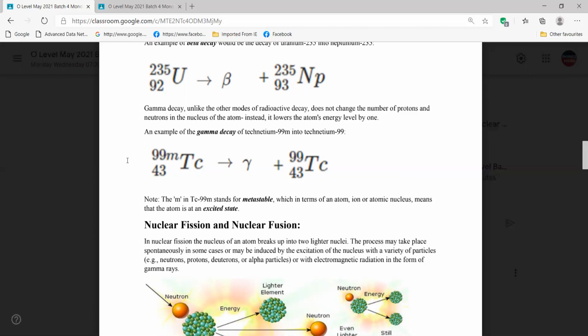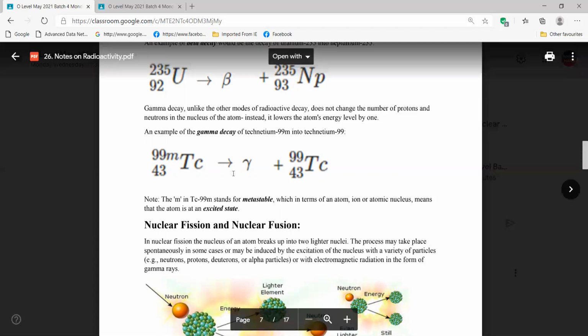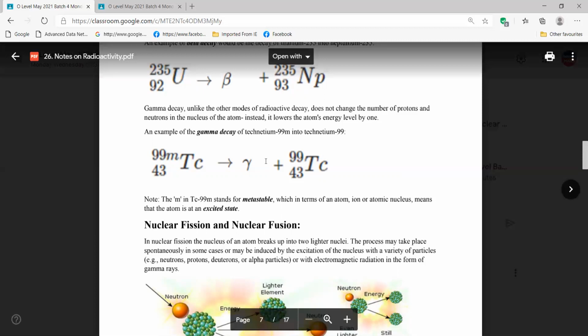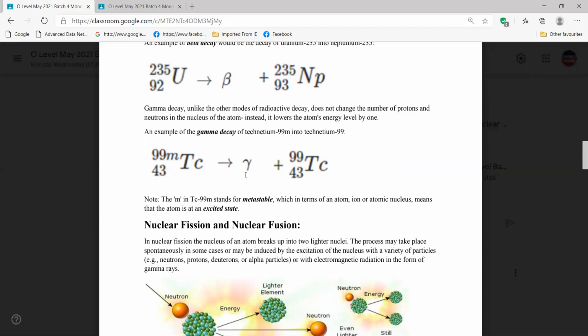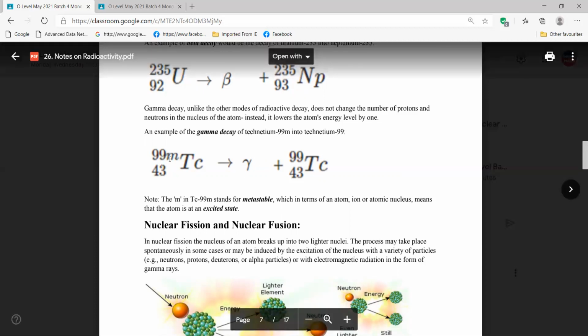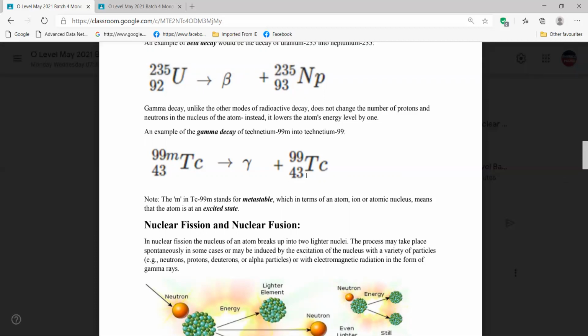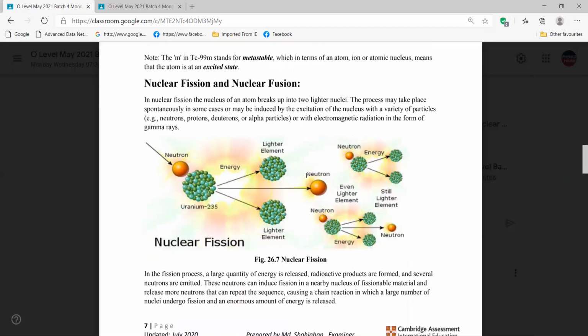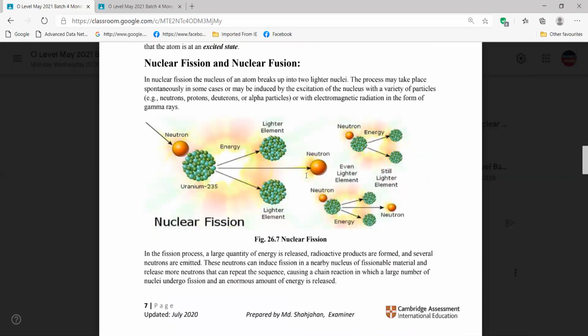So here we get the conclusion: in gamma decay, the number of protons and number of nucleons are the same. Only we are having gamma radiation. It's going from excited state to stable state. Is it clear? Yes, sir. Okay, done. Now we are going for nuclear fission.